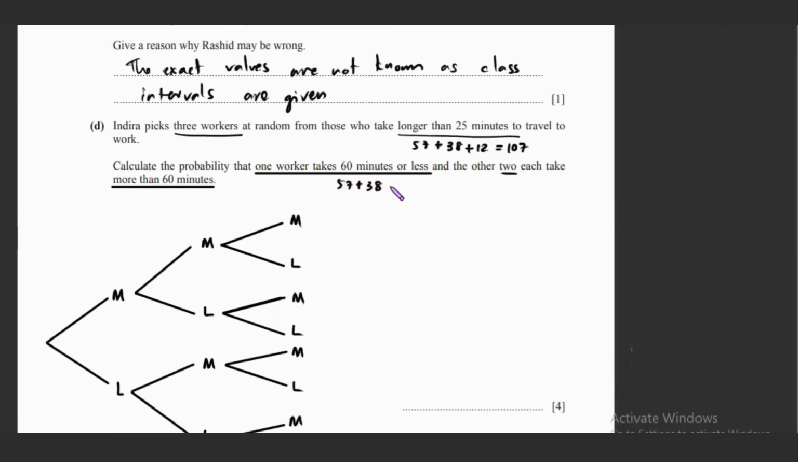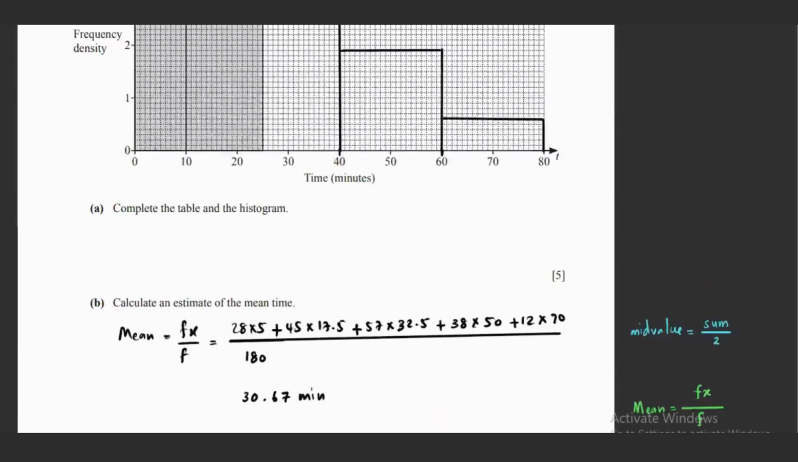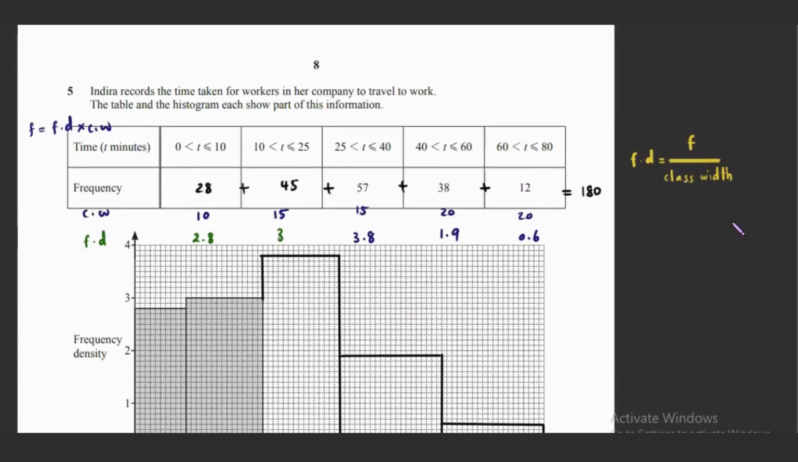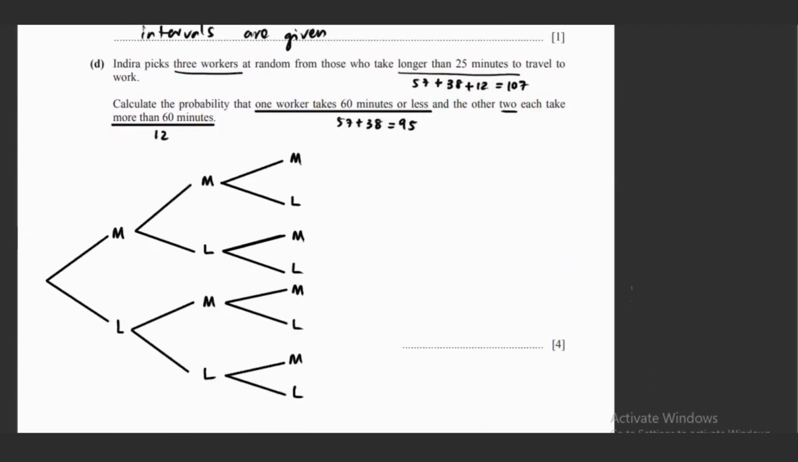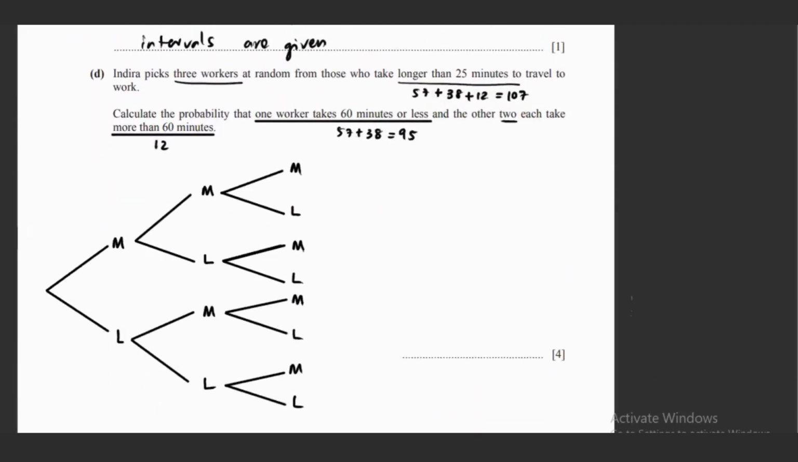57 and 38 together is equal to 95. And those who take more than 60 minutes is going to be 12. Now we need to use this information that we have here to find the value. One of the workers should take less than 60 minutes or equal to 60. The other two should take more than 60 minutes. So I have written M here and L here. This M represents more than 60 minutes and L represents 60 or less than 60 minutes.